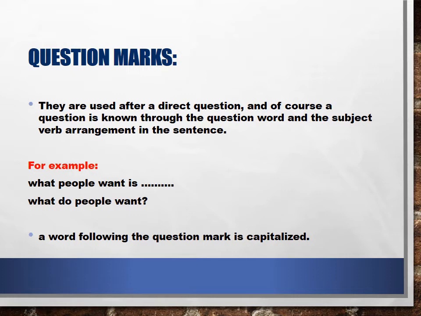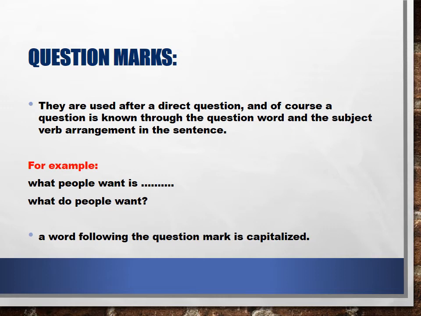For example, what people want is so and so. Another example, what do people want? The first one is not a question. Why is it not a question? Because after the question word, which is what, I begin with the subject, people, and then the verb, want. Means the arrangement of subject then verb is a statement.